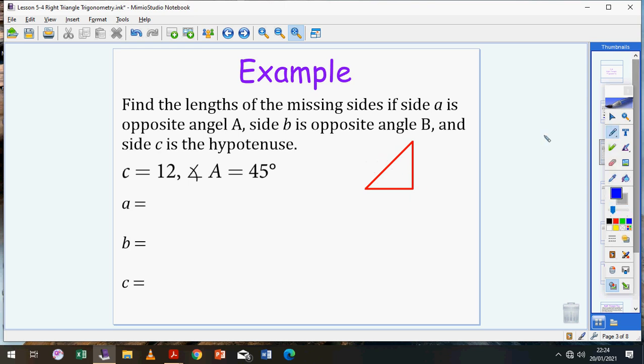Is there a longer way you can use to solve it? Yes. So this has been given as 12. This has been given as 45 degrees. Angle A is 45 degrees. So this is side C, angle C, and this is angle B. This is side B and side A, right?